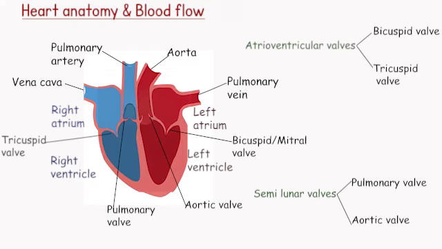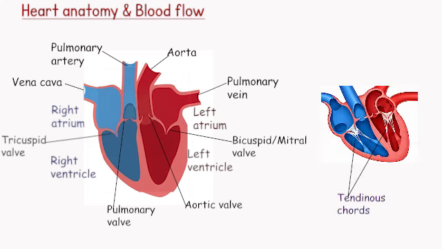Now, also attached to the valves are the tendinous cords, and these are strong and thin string-like structures inside the heart, and these connect the heart valves to the papillary muscles. So when the ventricles contract, the pressure inside increases, and these tendinous cords prevent the valves from turning inside out or opening backward, which would cause backflow of blood. So they help the valves in their function of preventing blood from flowing from the ventricles back to the atria. So that's the essence of the tendinous cords.